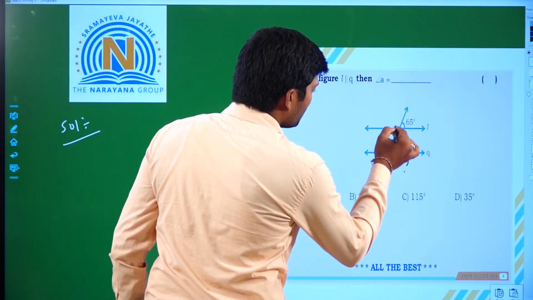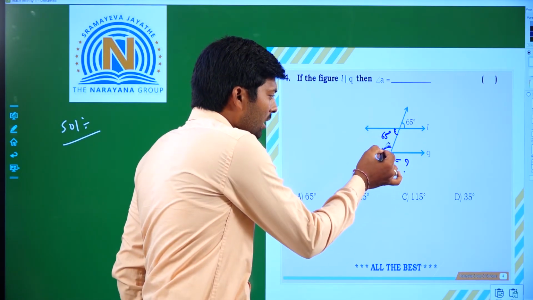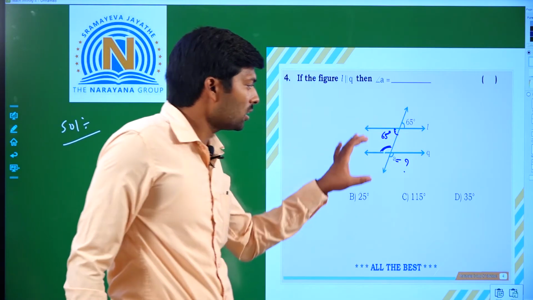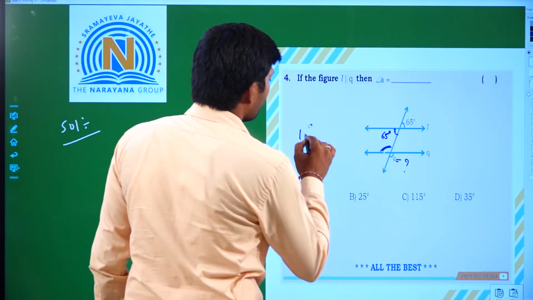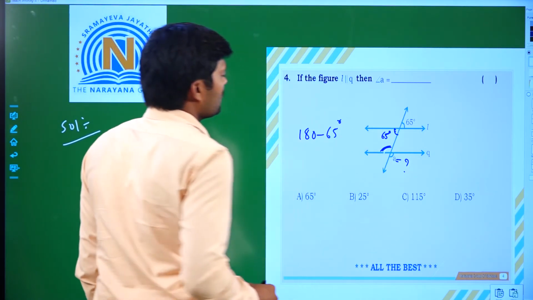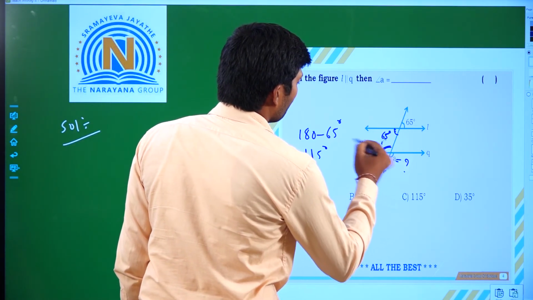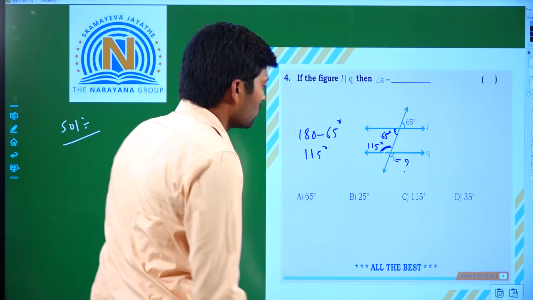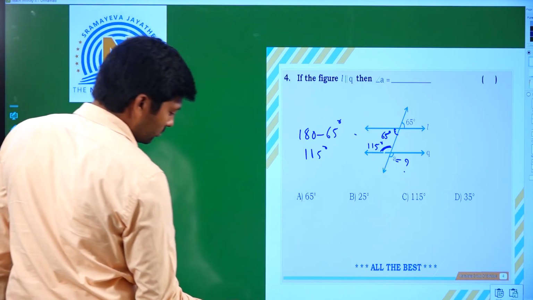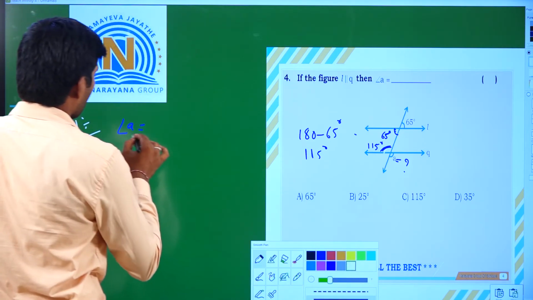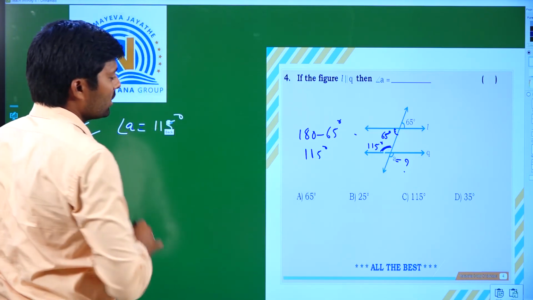Now what about these two? The sum of these two angles must be 180 degrees, because those two are co-interior angles. So we can take it as 180 minus 65, so 115 degrees. What about the value of A? These two are vertically opposite angles, so angle A is exactly 115 degrees.